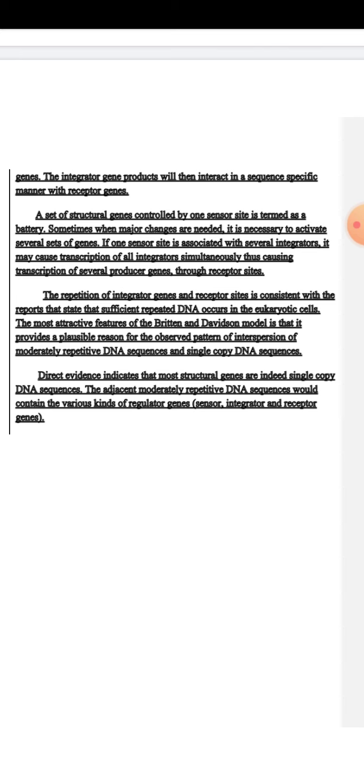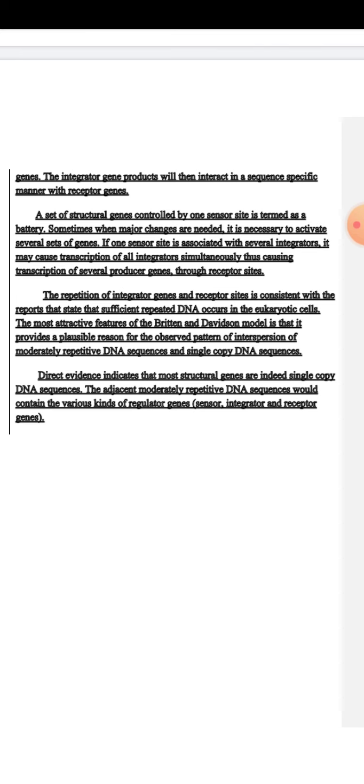So, a set of structural genes, that is a number of the exons, when they are controlled by one sensor gene, then it is known as the battery.